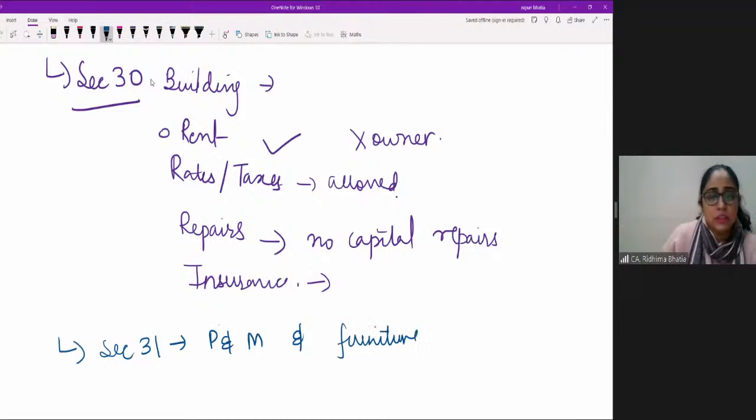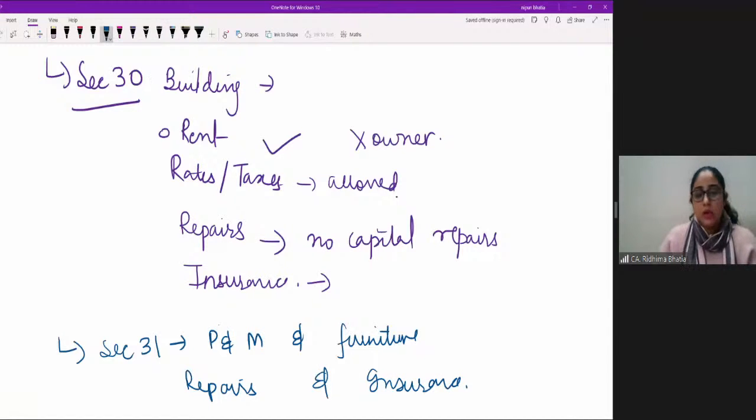So now Section 31 allows for repairs and insurance of plant and machinery. Now again, see students, all of these, whether it's section 30, 31 or coming sections, all these deductions will be allowed purely if they are in relation to your business.